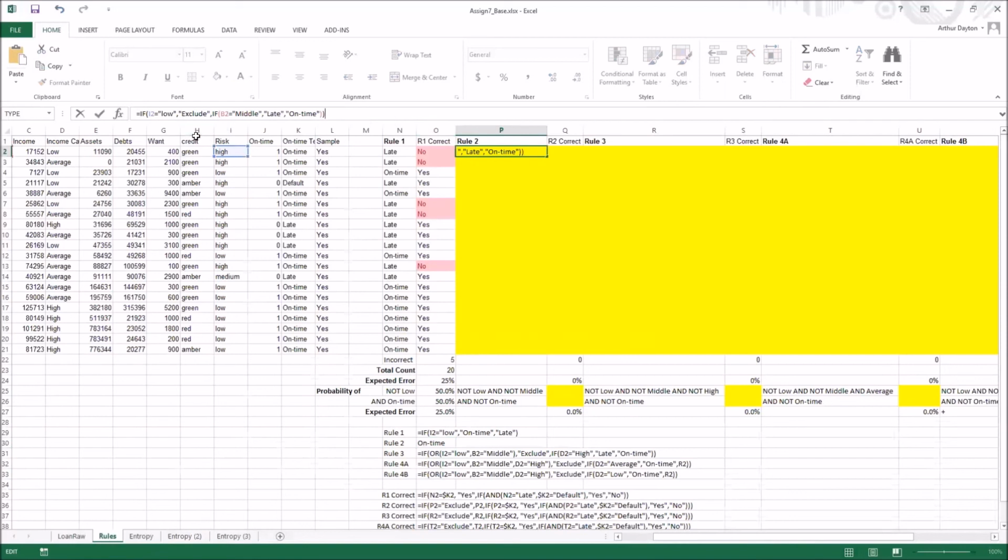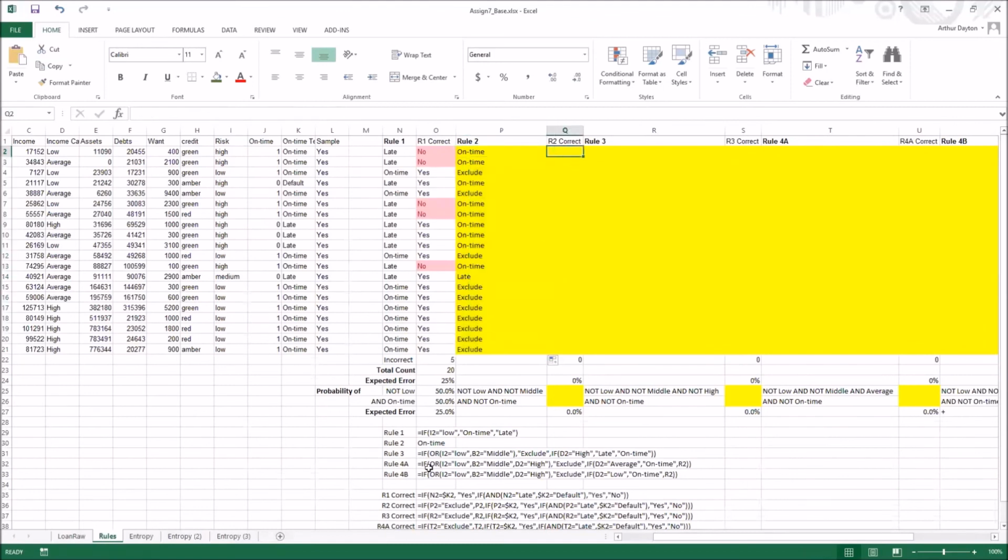And what we're saying is for this second rule iteration, if the risk category is equal to low, that means we would have already touched it with our first rule. We want to exclude it. But if not, we would like to say if our age category is equal to middle, we will predict a late outcome. Otherwise, we will predict on time. And so now we can copy paste this all the way down through.